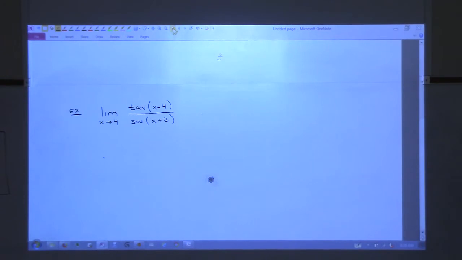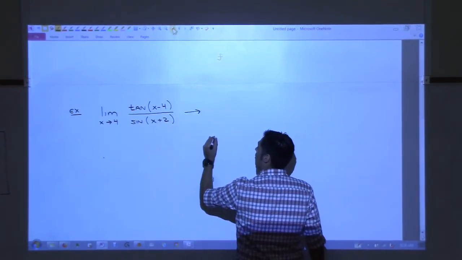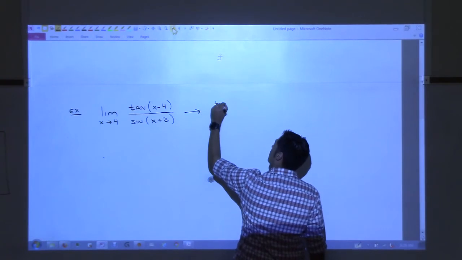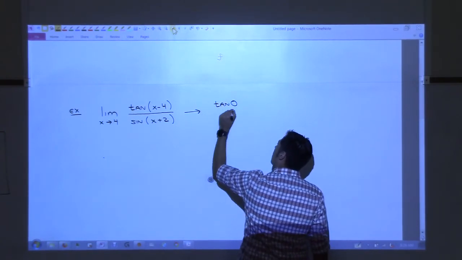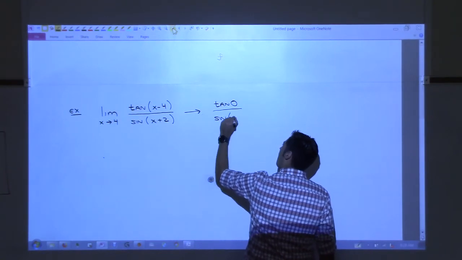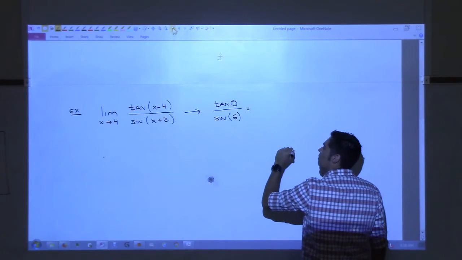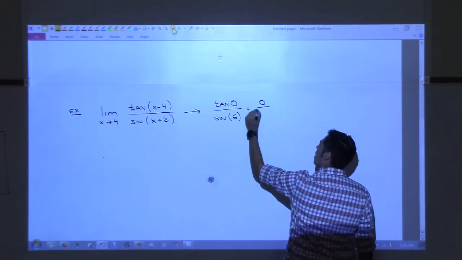Okay, I'm going to let you steer the ship here. What do you want me to do? Check to see what happens if you just try and plug 4 in. If we plug 4 in, we're going to get tangent of 0 on the top, right? And if we plug 4 in at the bottom, we get sine of 6. Okay, what's tangent of 0? 0. And what's sine of 6?